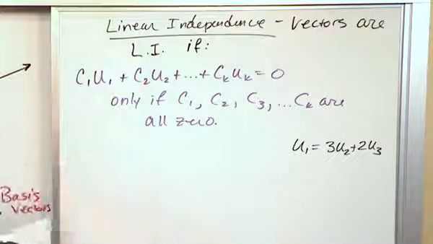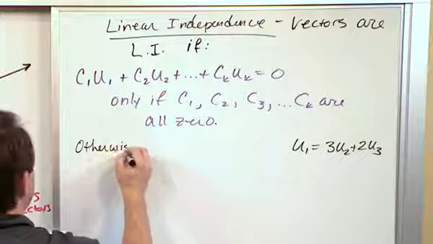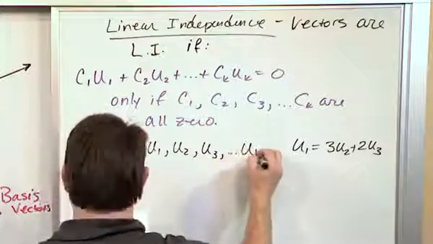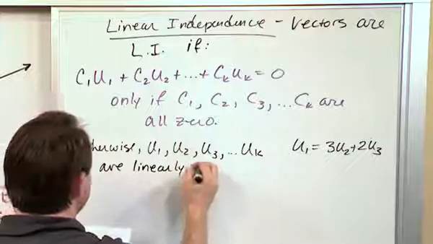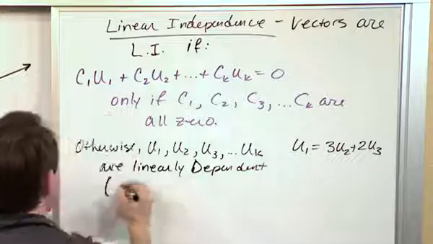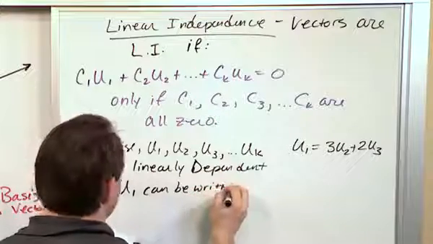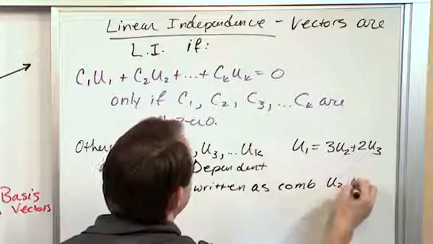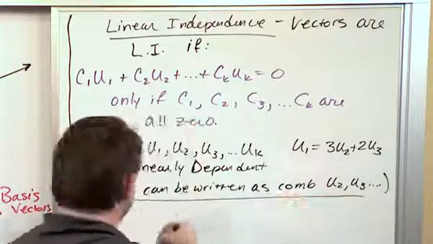So let me write the second half, and we'll do it in black. Otherwise, U1, U2, U3, UK are linearly dependent, and that means, for instance, U1 can be written as a combination of U2, U3, and however many other vectors you have. This is the definition of linear independence.